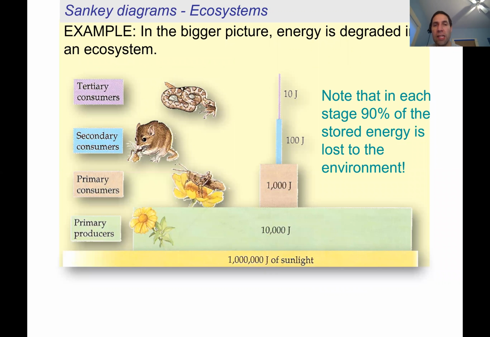And then finally, another example from biology. If you remember the power of 10, every stage in a consumer-producer sort of ecosystem, from one stage to the next, only 10% of the stored energy gets used by the next stage, and 90% is lost in the environment. That's a big rule of thumb in biology that maybe you learned somewhere along the way. That's a Sankey diagram, or you could represent it as a Sankey diagram.